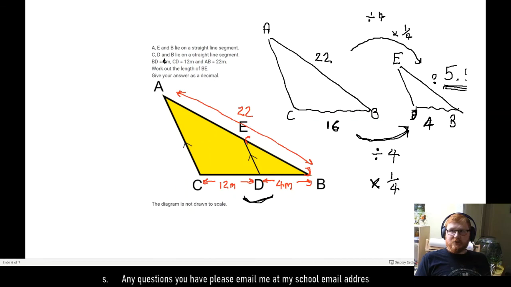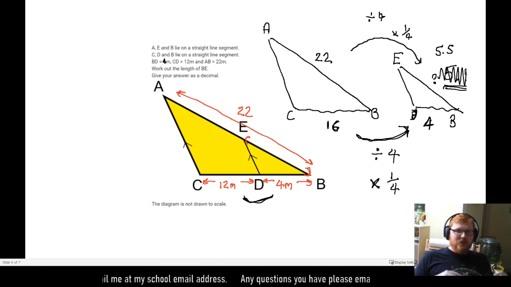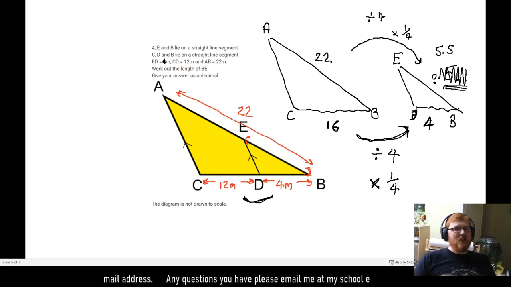Top tip there is to, oh, you can't see the 5.5. 5.5. There you go. Beautiful. Top tip, draw the two shapes separately on the piece of paper that's in front of you while you're working through these questions, and it will help you out.